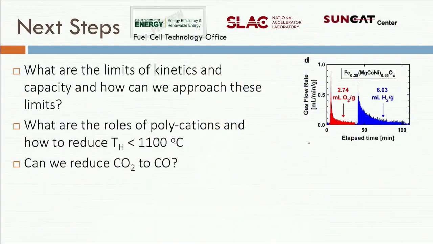We're trying to figure out the role of the polycation oxides. We think it is the entropy of mixing that reduces the phase transition temperature. But we're trying to find out more about this. And the question is, can we go below 1,000 degrees Celsius? Because that really reduces the material degradation and opens up all kinds of opportunities. The question is, can we reduce CO2 to CO? And if we can do that, then you potentially can make syngas and other things.